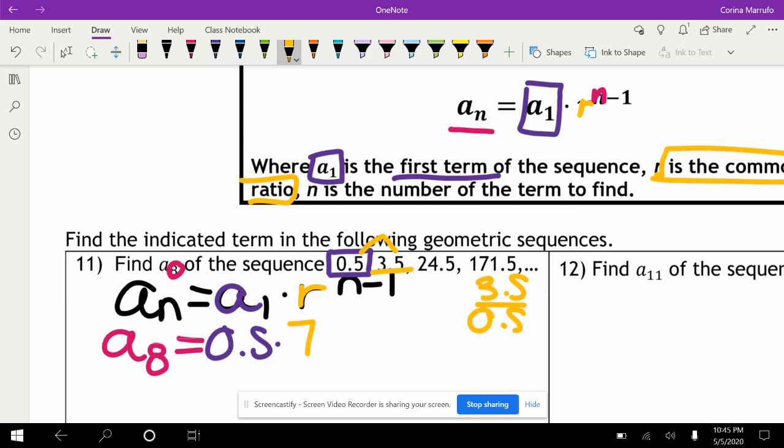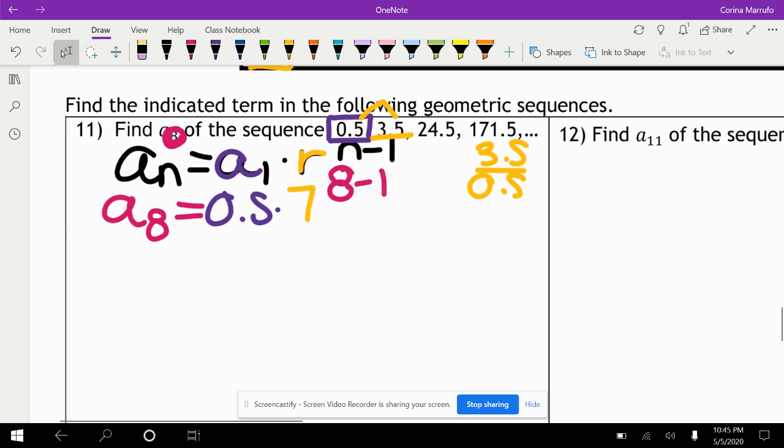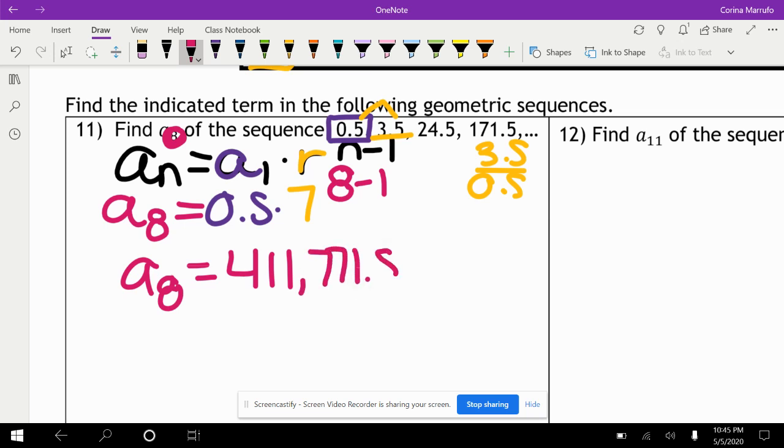And then n is the number of the term that we're looking for. So we're looking for the 8th term in the sequence. The 8 comes from here. So 8 minus 1. And we go ahead and punch all that in our calculators exactly the way we see it. So 0.5 times 7 to the power of 8 minus 1. And that is going to give us our 8th term in the sequence, which is 411,771.5.